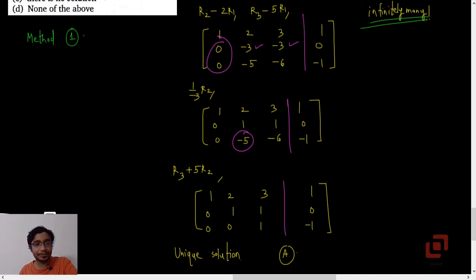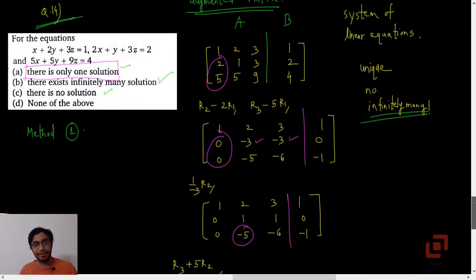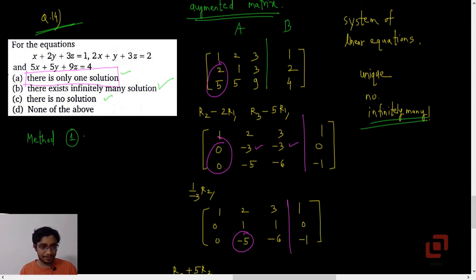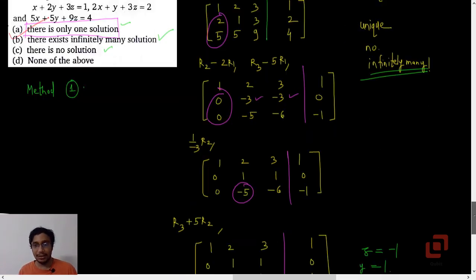Well, let's not now find y and x, but definitely z is going to be minus 1, and then I guess y will be 1. So that is a unique solution, or option A. Now we can actually discuss the possibilities of unique, no solution and infinitely many solutions, but maybe some other time. So that is question 14, method 1. Let's go to method 2.